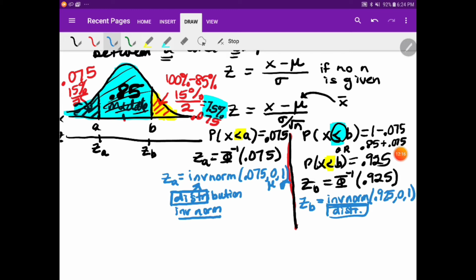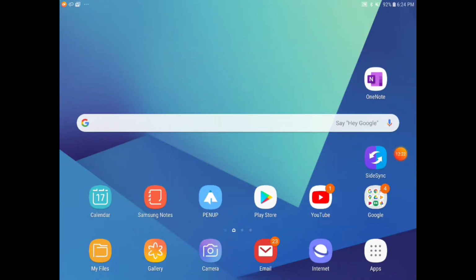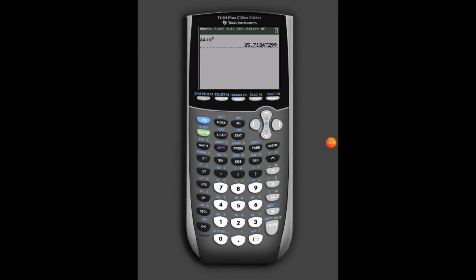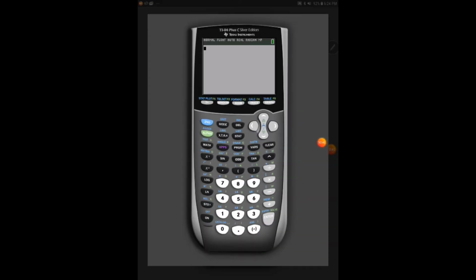So 0.075 and 0.925. I'm going to go over to the calculator, so I'm going to go to my app. That's my calculator. And we said that we want to do inverse normal. Now, where's inverse normal? So see the DISTR button? I was thinking that maybe you couldn't see yesterday where I was pressing. So let me take a picture and circle it.